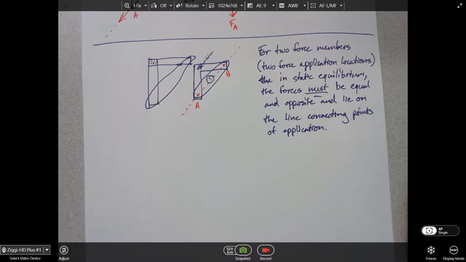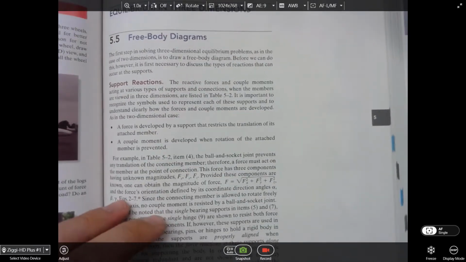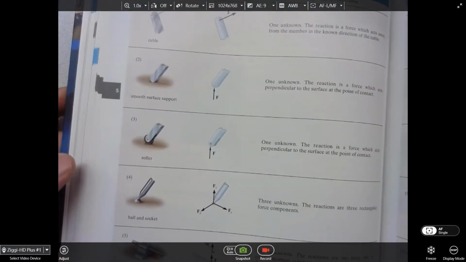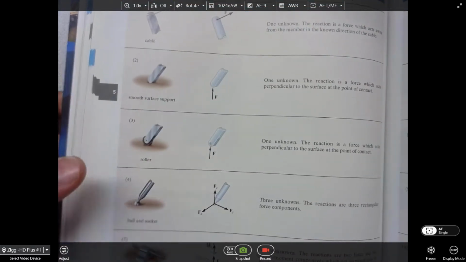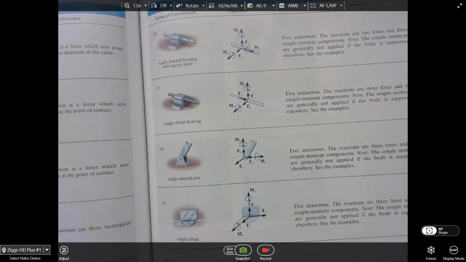We're going to look at equilibrium in 3 dimensions. Okay? And remember how when we looked at equilibrium in 2 dimensions, we had a couple pages of connection types. Well, guess what? We have a couple more pages of connection types in your book. Okay? And again, the rule is you really need to think about what types of motion the connection type is designed to restrict.